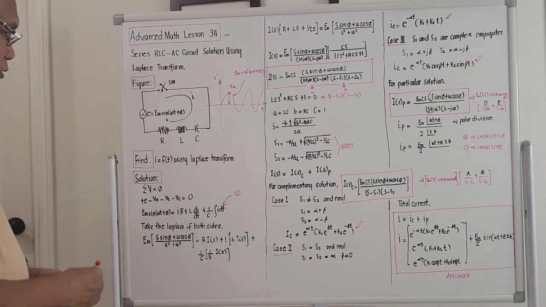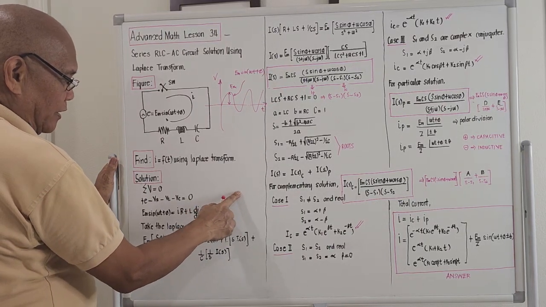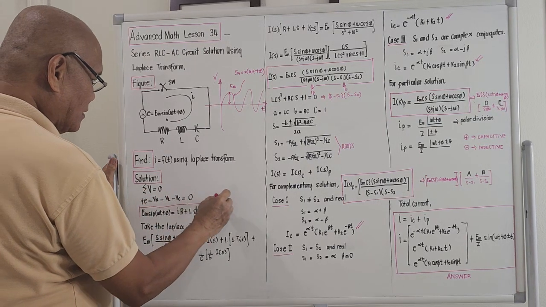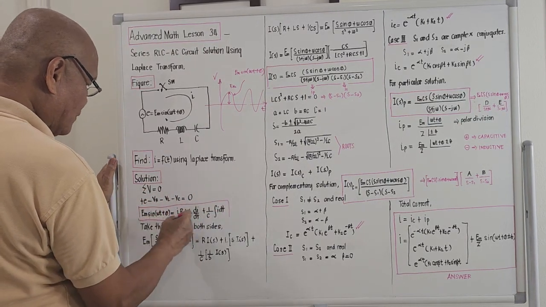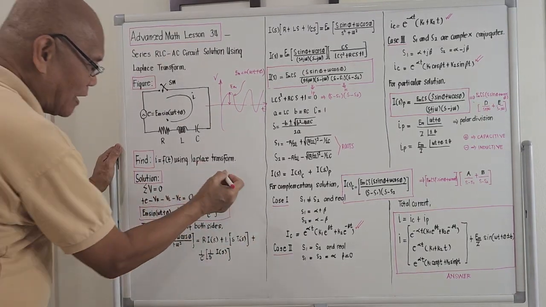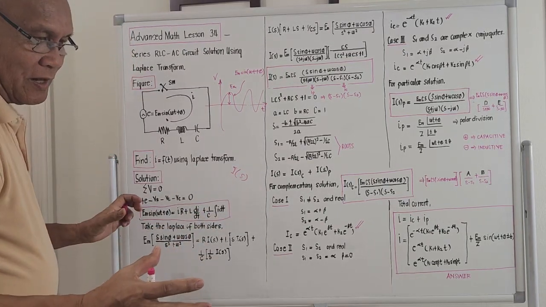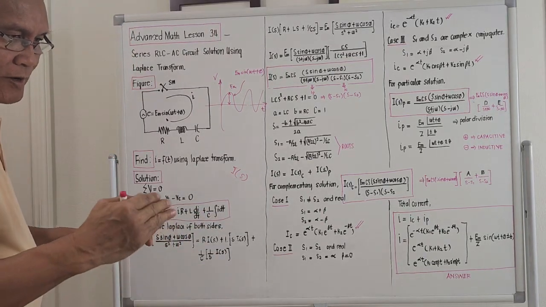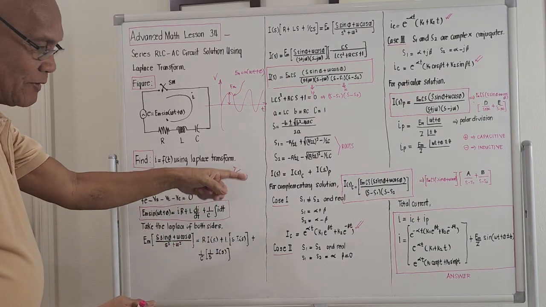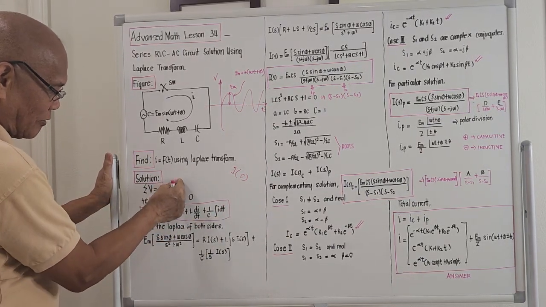So the resulting equation, I will try to erase this one. The resulting integral differential equation now will be this. This is where we will derive capital letter I as a function of S, because the Laplace transform solution goes from a function of t to a function of S. So to derive capital I as a function of S, we must know this by taking the summation of voltage equal to 0.